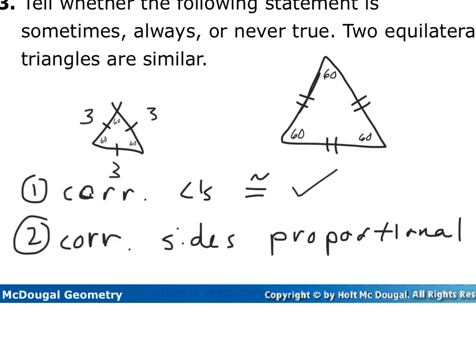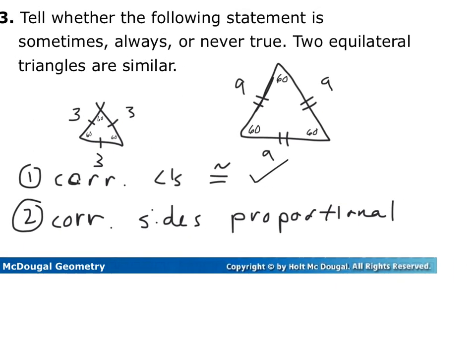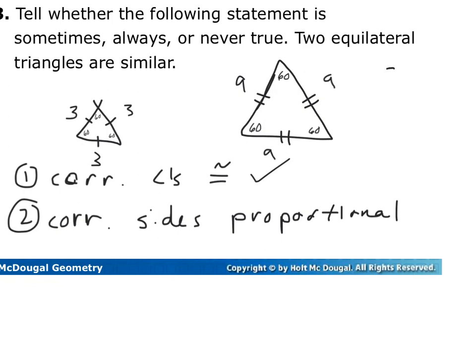Let's try something else. What's another side length we can make for all of our sides on our big triangle? Anything. It could be 9. What would be our proportion for one of the sides here? 3 to 9. If we simplified that, we would get 1 to 3. And all of our sides have the same proportion, 1 to 3. So no matter what two numbers we pick for these triangles, they'd always have the same proportion. So are two equilateral triangles always, sometimes, or never similar? Always.